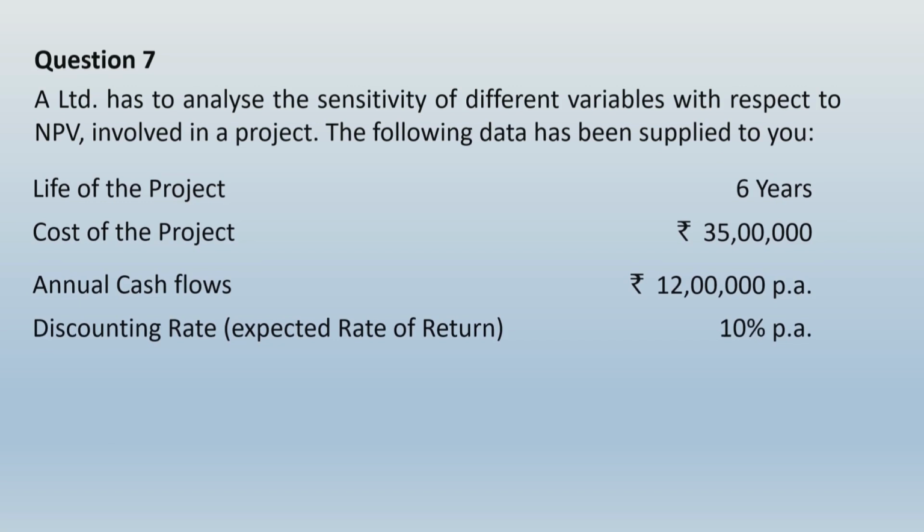They have given you all the 4 variables, that is life of the project, cost of the project, annual cash flows, discounting rate, but they have not given any suggestive changes. They have not mentioned any specific changes in any parameter or in any variable. For example, what will happen if annual cash flows reduce by 10% or 20%, or what will happen if the cost of the project increases by a certain percentage. They have not given any specification.